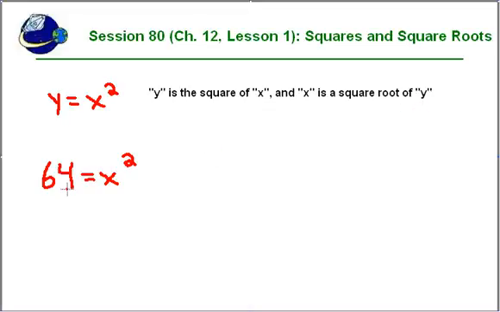Separate example here, 64 equals x squared. We're going to do this mentally. What number squared equals 64? Well, that's going to be an 8. Is that the only answer, though? No, it's not. There's also one more answer. The other answer is negative 8. Because remember, when you take a negative number and multiply it by another negative number, you're going to get a positive answer. Minus 8 times minus 8 is a positive 64. So we can see here that in this equation there are two solutions, 8 and negative 8.